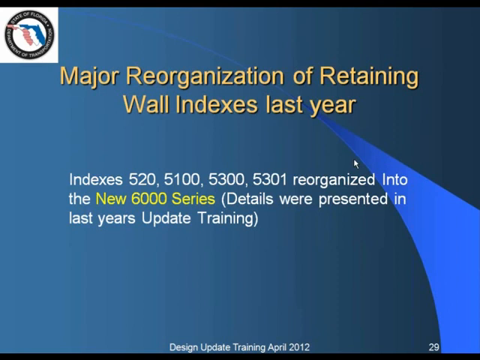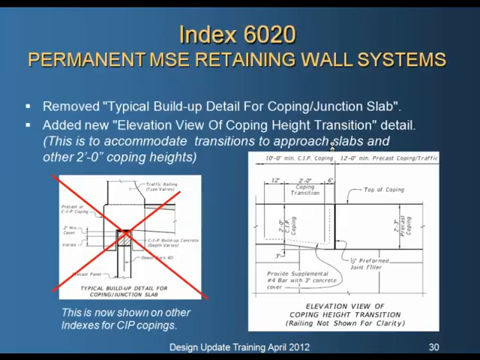Last year we presented the revisions to the organization of the retaining walls, where we consolidated all the retaining walls into the 6000 series. This year we've had some minor improvements to that based on those changes. The industry requested that we increase the coping height. So on the next few indexes I'll present some of the changes that are required because of that increased coping height.